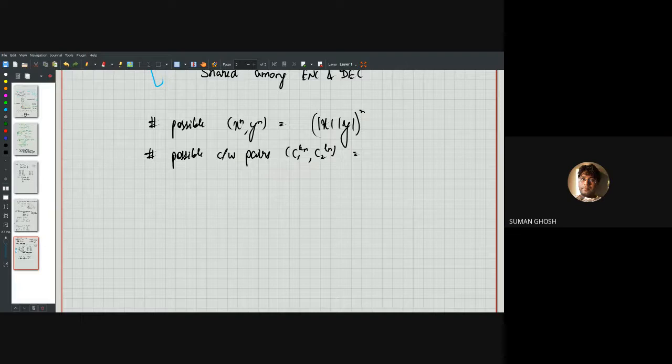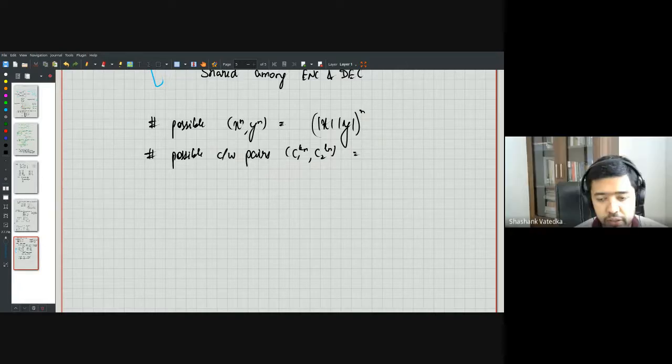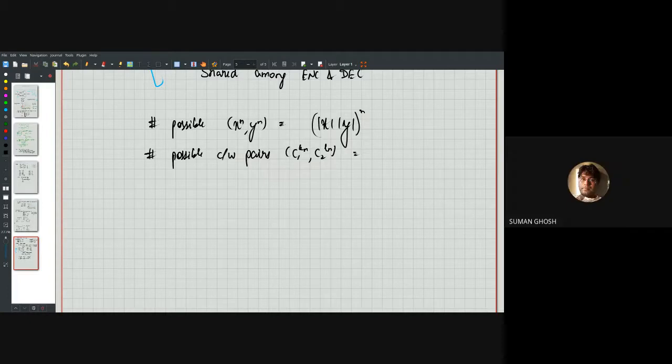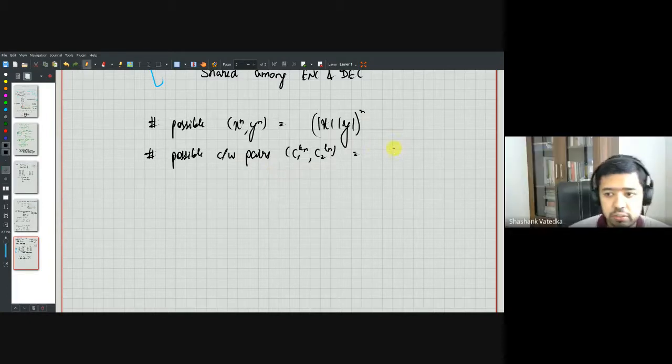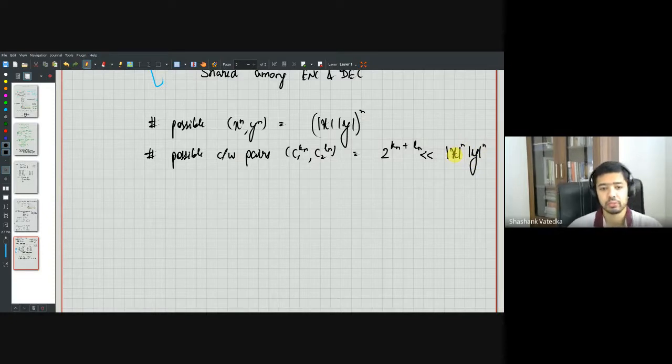So 2 to the power Kn plus Ln. Correct. The number of codewords C1 of Kn is 2 to the Kn. The number of codewords C2 of Ln is 2 to the Ln. So the total number of pairs is 2 to the Kn plus Ln, and this is going to be much less than the size of X to the n times size of Y to the n. Right? So with high probability there is going to be a collision.